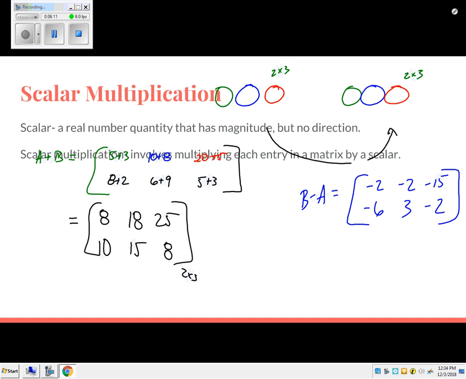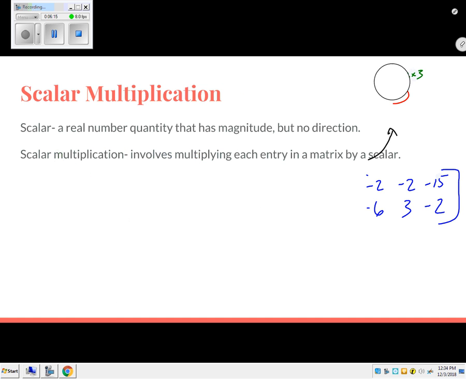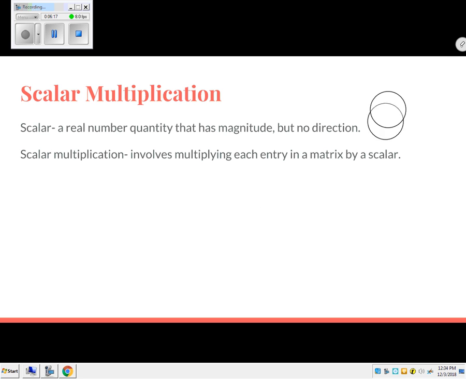The other operation I want to talk about is scalar multiplication. Scalar is just a real number quantity that has magnitude, but no direction. We talk about vectors having magnitude and direction in geometry, or later on in pre-cal. But for now, a scalar is just a number like 7 or -3 or 10 and a half. It doesn't have to be a nice number, but it's just a real number quantity that has magnitude but no direction.